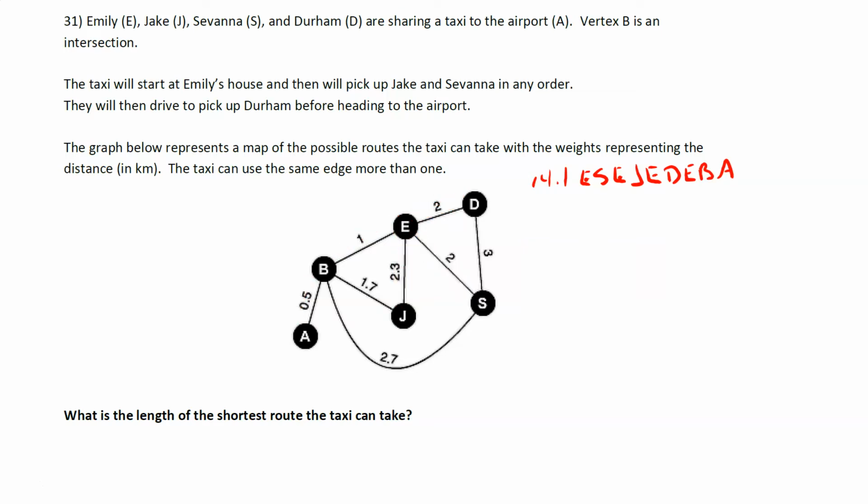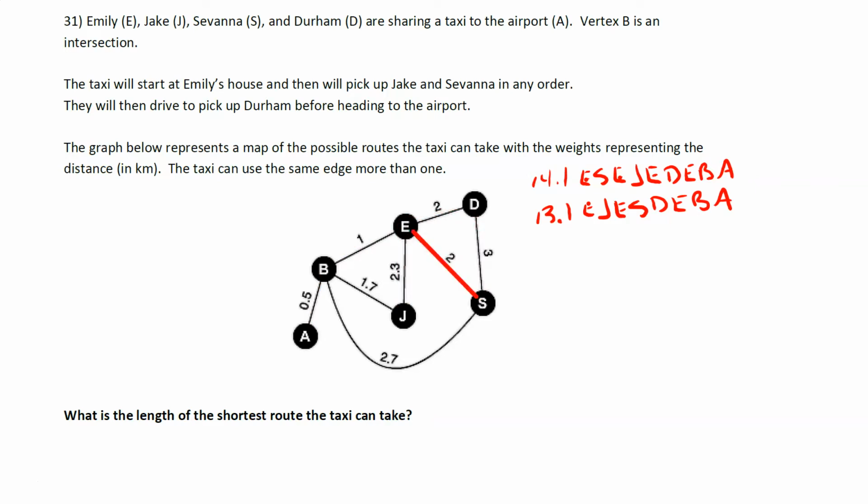Let's try a different route. This time let's go down to see Jake first, and again we're going to have to backtrack, then down to Savannah. From there we don't need to backtrack this time, we can go straight to get Durham, Durham past Emily's house, Emily's to the intersection, and then to the airport again. So we're going to add them all up, 2.3 twice, 2, 3, 2, 1, and 0.5, which gives us a total of 13.1. Let's try an alternate route.